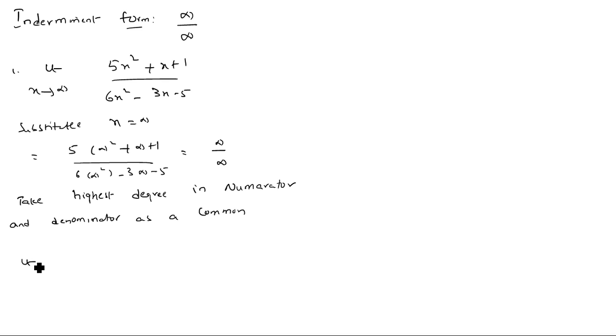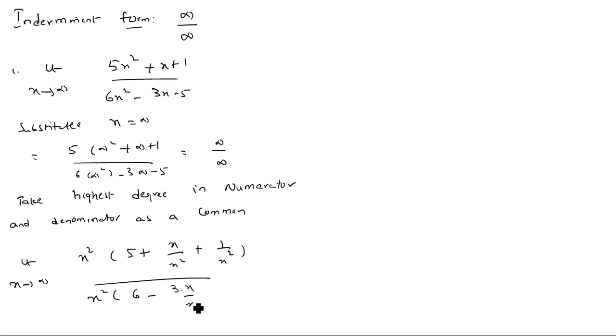Here that is limit x tending to infinity. What is the highest one? x square is a common. Take x square as a common. We get 5 plus x by x square plus 1 by x square, by x square as a common, we get 6 minus 3 into x by x square minus 5 by x square. x square cancel, x cancel.